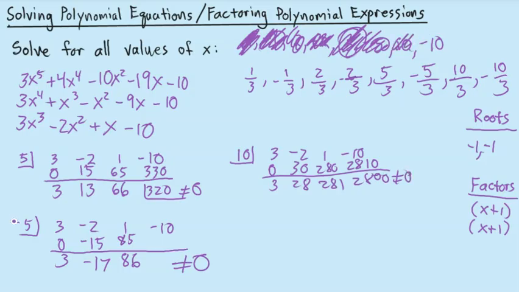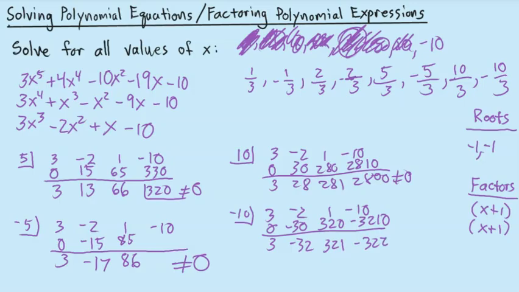Now let's try -10. 3, -2, 1, -10. Oops, sorry about that. -10. Draw our line. 0, 3 plus 0 is 3, times -10 is -30, minus 2 is -32, times -10 is positive 320, plus 1 is 321, times -10 is -3,210, minus 10 is -3,220, which is not 0. So now we got to start moving on to the fractions.